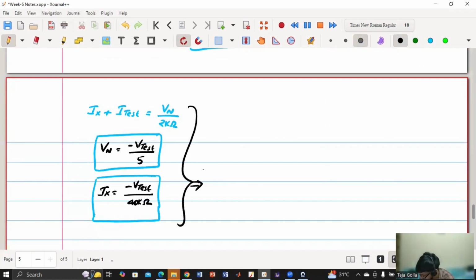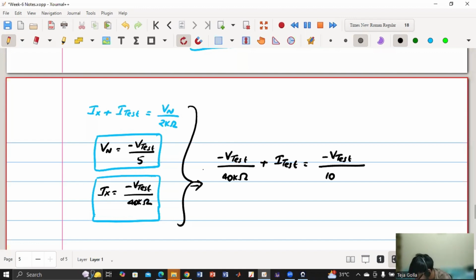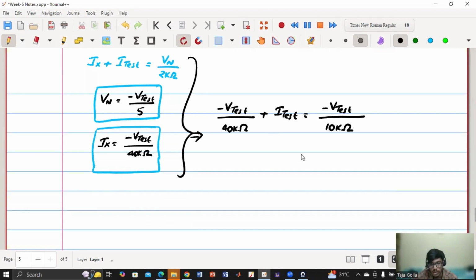So Ix is nothing but minus V test by 40 kilo ohm plus I test is equals to Vn, which is minus V test by 5, to 10 kilo ohm, right? True? Agree?